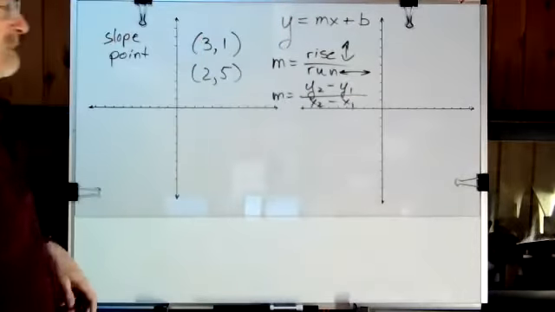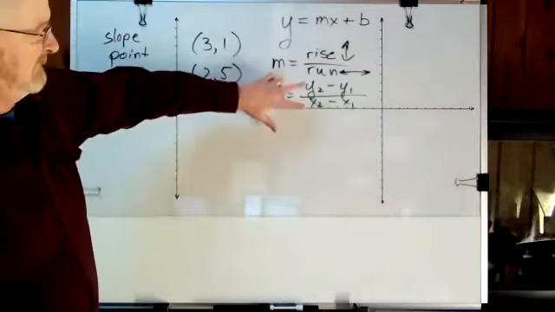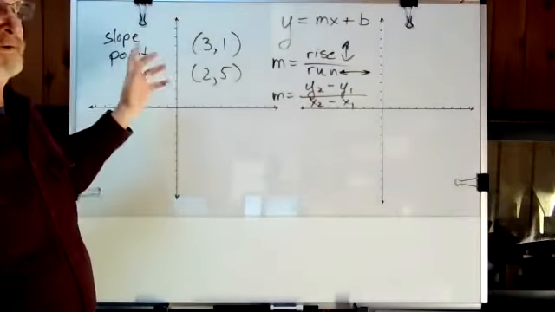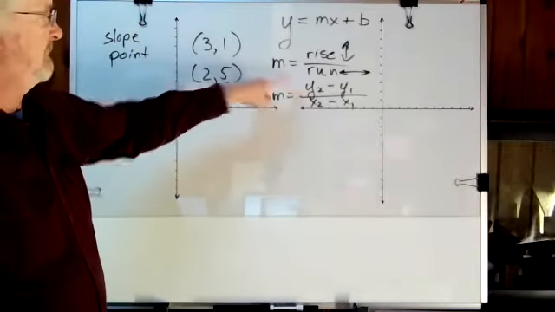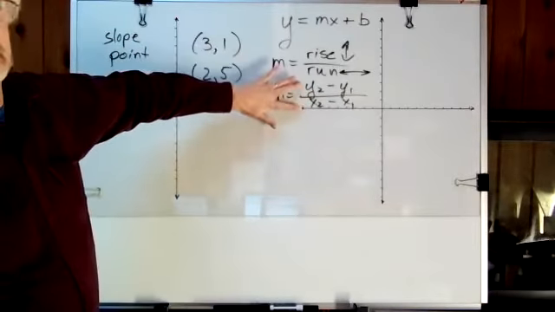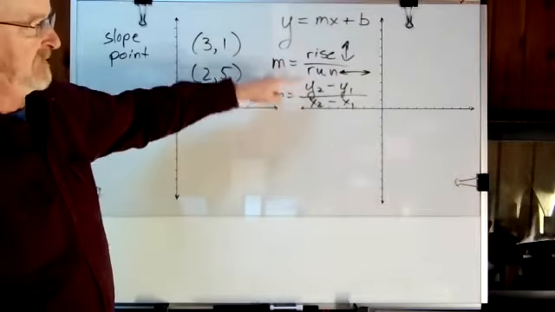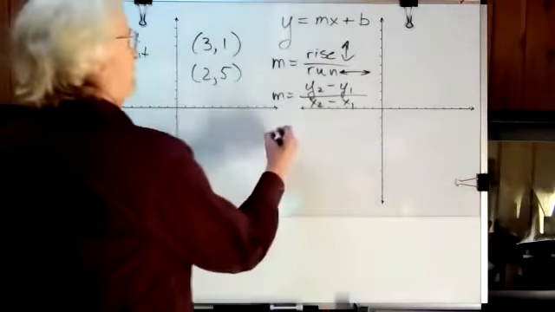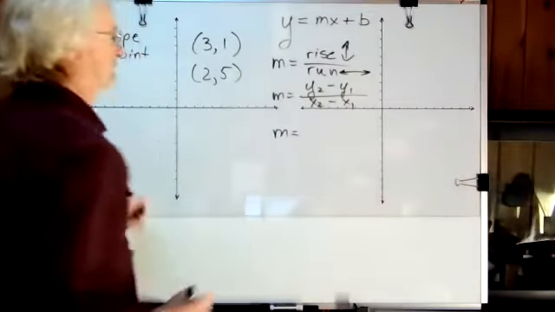Important in that setup, notice I call these sub 2. Doesn't matter which one, it's 1 or 2, but if I choose this y from this point, I have to choose the x from that point in the beginning here. So those have to come from the same point, and those have to come from the same point. And so now I can plug them in.